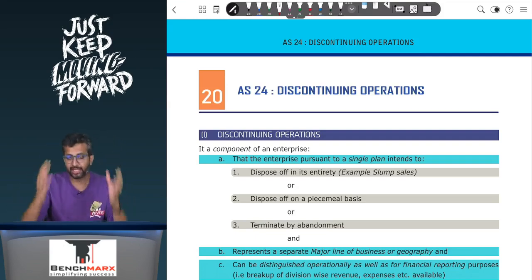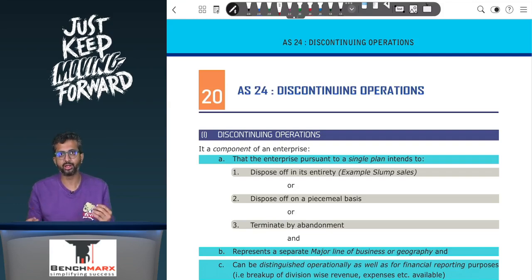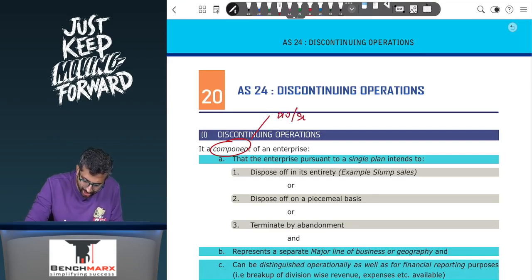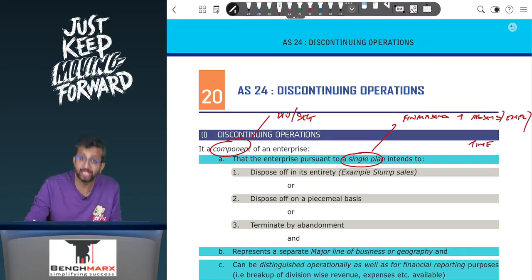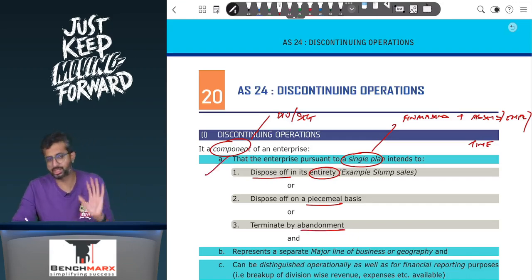The plan should be finalized. It should identify the assets and employees getting affected. The board resolution should be there in a time-bound manner pursuant to a single plan. Over here it's a component. What is a component? Maybe something like a division, a segment, not merely a single asset of an enterprise. The plan should have been finalized through a resolution passed by the board, the assets or employees who are getting affected should have been identified, and the time frame should have been defined. The entity intends to either dispose of it entirely, through a piecemeal sale, or by abandonment. So that is the first criteria for a discontinuing operation.